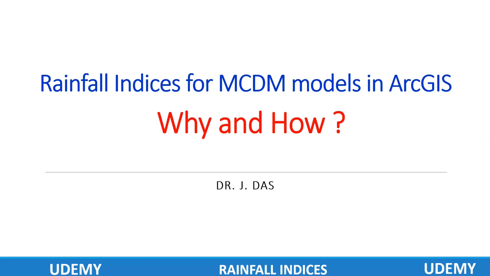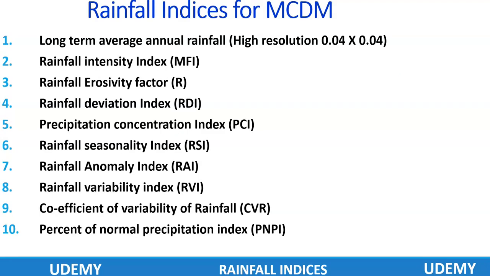Here are 10 important rainfall indices: long-term average annual rainfall, rainfall intensity index or MFI, rainfall erosivity factor or R factor, Rainfall Deviation Index or RDI, Precipitation Concentration Index or PCI, Rainfall Seasonality Index or RSI, Rainfall Anomaly Index or RAI, Rainfall Variability Index or RVI, Coefficient of Variability of Rainfall or CVR, and Percent of Normal Precipitation Index or PNPI. You can use these rainfall indices in multi-criteria decision-making models and also for time series analysis.